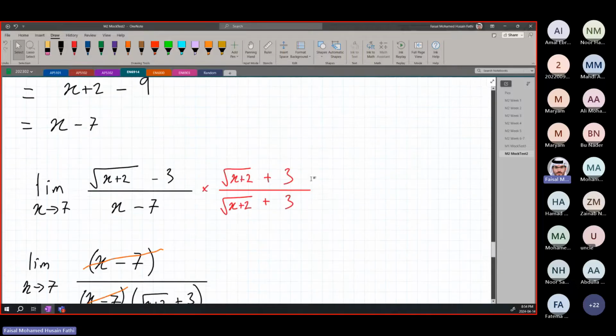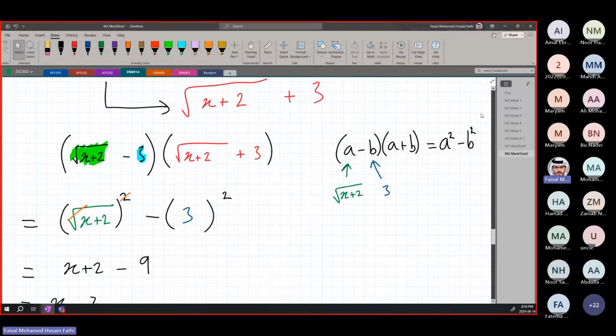When you multiply them, again, if this is too confusing, a squared minus b squared is just a standard form. If this is too confusing, you could do your distribution one by one. So you'll do square root of x plus 2 into square root of x plus 2, then square root of x plus 2 into plus 3, then negative 3 into square root of x plus 2, then negative 3 into 3, and you're going to get the same answer.